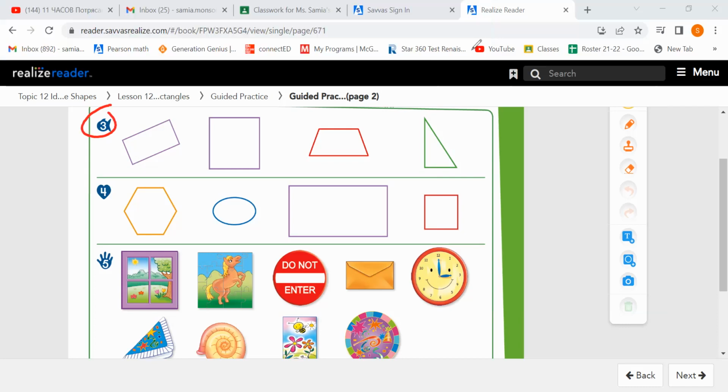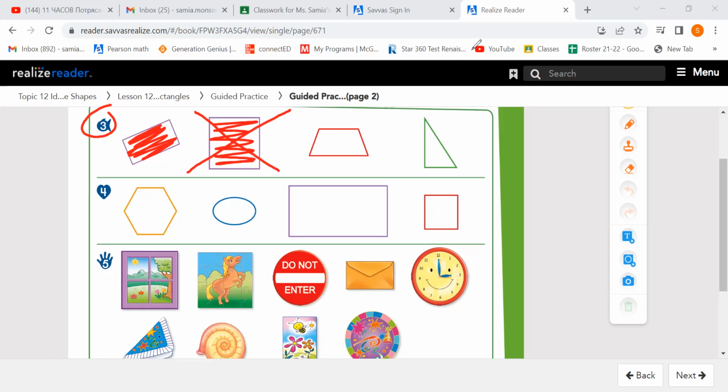Let's look at problem number 3. You're going to color the rectangles in each row and then mark an X on each rectangle that is also a square. So go ahead and do that. Find the rectangles. Here's one. And here's another. And then you're going to mark an X on each rectangle that is also a square. So which rectangle is also called a square? It's right here.